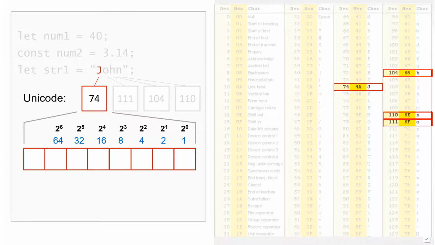So it turns out that one way of describing the decimal number 74 in binary is to figure out which of these numbers you can use so that if you add them up, you end up with 74.